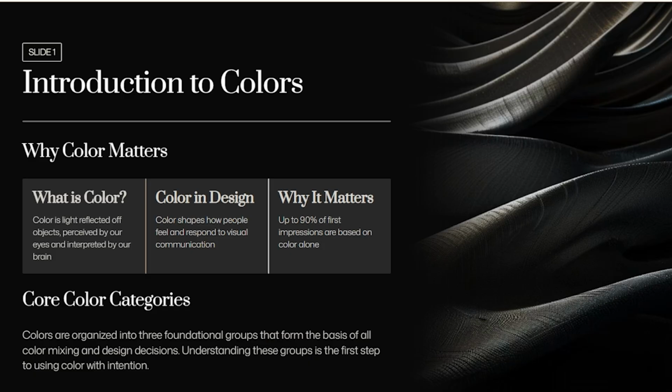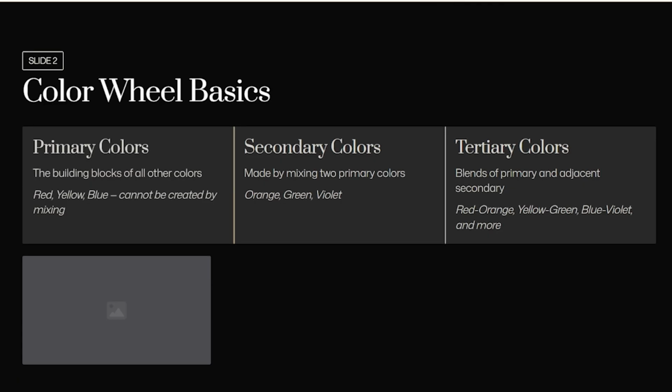Okay. Now the color wheel basics. There are three types of color wheel basics. Before selecting colors for a UI design, we need to understand how colors relate to one another. This is where the color wheel becomes useful. The color wheel helps designers create balanced and visually appealing color combinations.